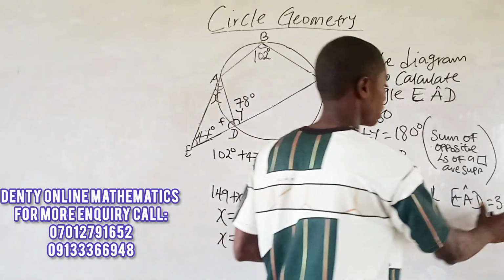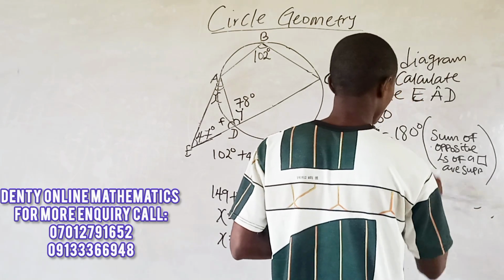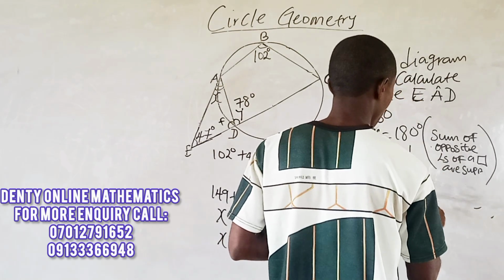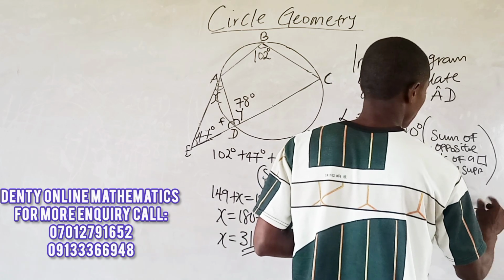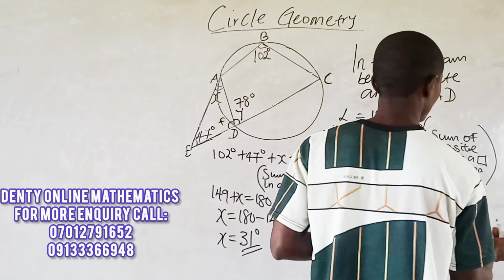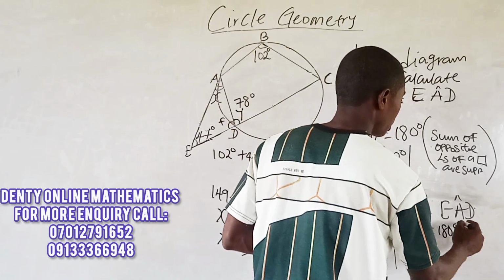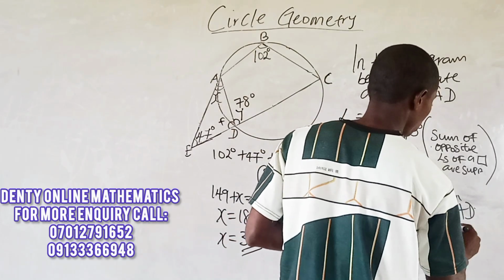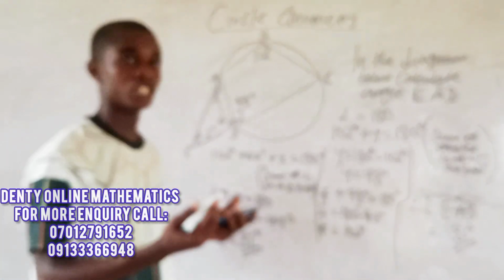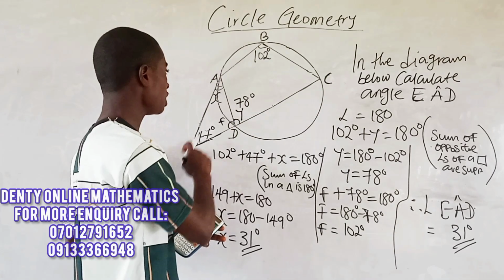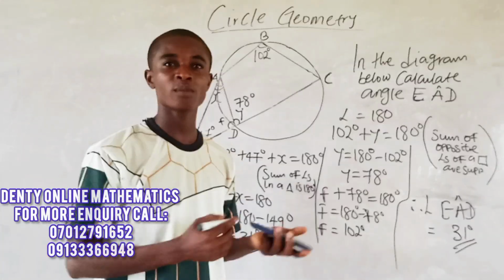You get, just as I told you, I will simply say therefore, angle EAD is equal to, no, sorry, it won't be 180, it is 31 degrees. So you see, I'll say angle EAD is equal to 31 degrees, and that forms the solution to this problem.